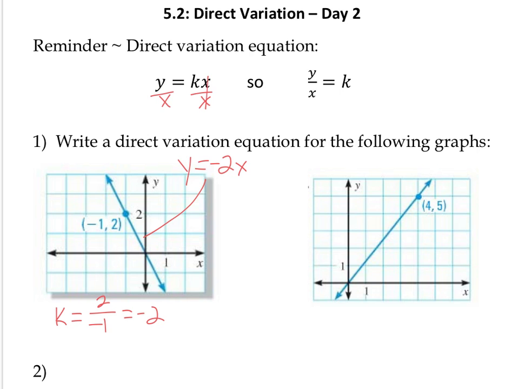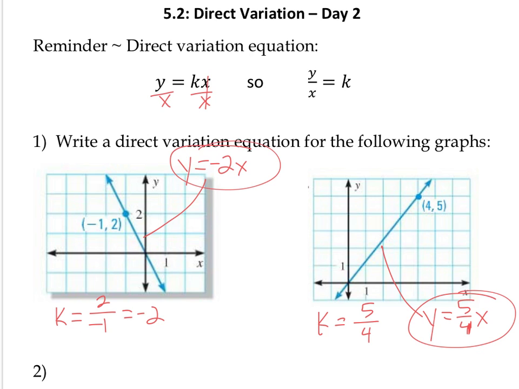Then in the second example, let's have you try it. Pause the video. Try to come up with the equation for this graph. All right, now that you've had a chance to try it out, k is equal to y over x. Keep it as a fraction, and then write your equation y equals 5 over 4x. And that would be the equation for that graph right there. There's your equations. Again, you find the k value, and you plug those in for the y equals kx form to get your direct variation equation.